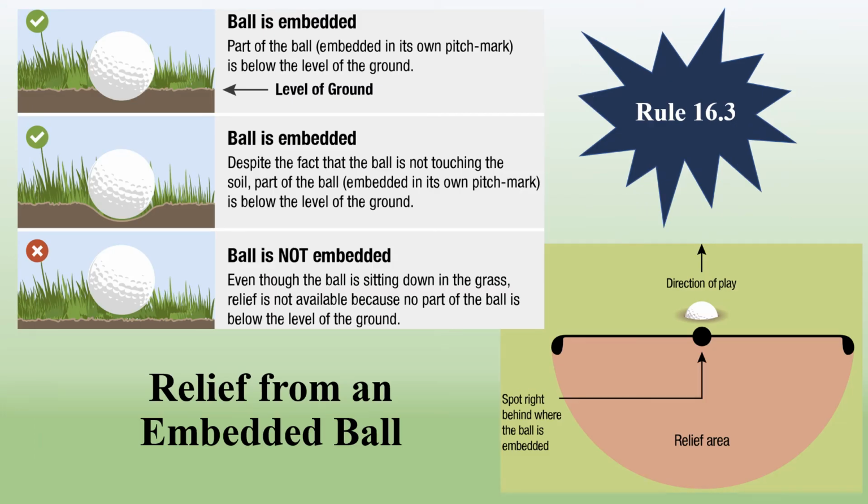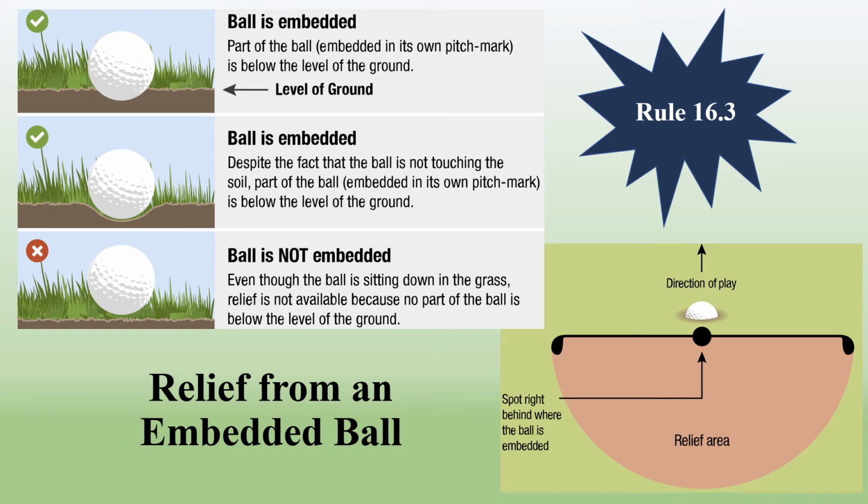Rule 16.3 covers relief from an embedded ball. A ball is embedded when part of the ball is embedded in its own pitch mark and is below the level of the ground. See the first picture in the top left corner. The second picture also shows an embedded ball. Despite the fact that the golf ball is not touching the soil, part of the golf ball is embedded in its own pitch mark, which is below the surface of the ground.